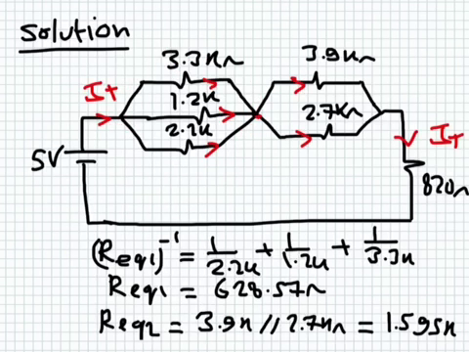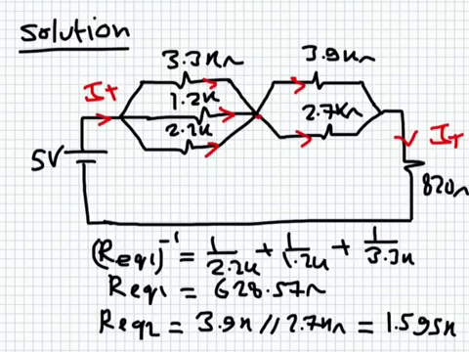Now, for the second one, I have 3.9K in parallel with 2.7K. So we can take the expression for two resistances in parallel. 2.7K in parallel with 3.9K is 2.7 multiplying 3.9 over 2.7 plus 3.9. So if you do that, you end up with 1.595K.